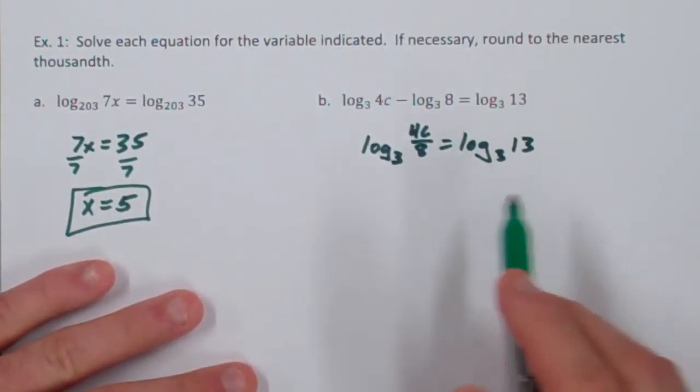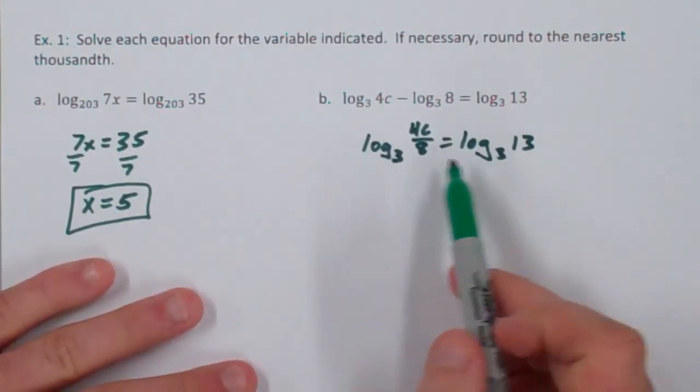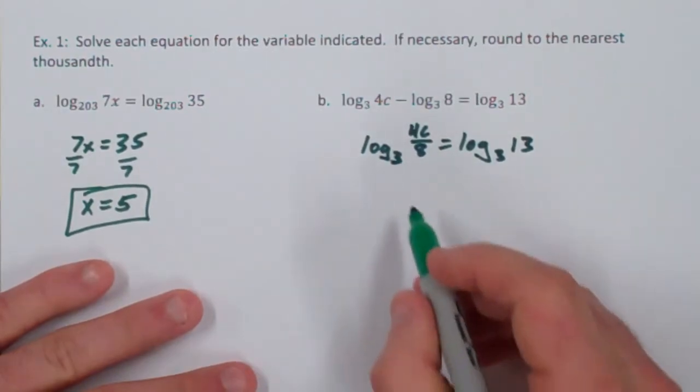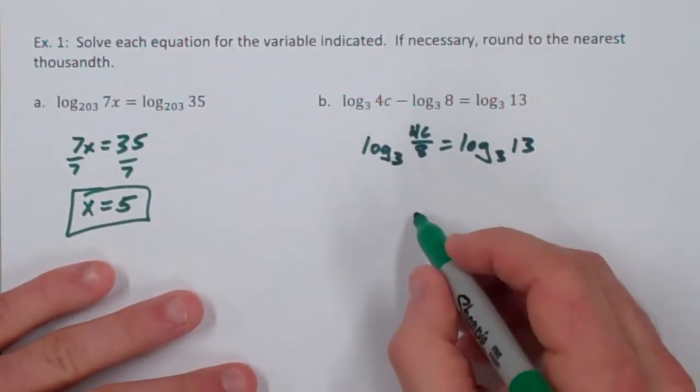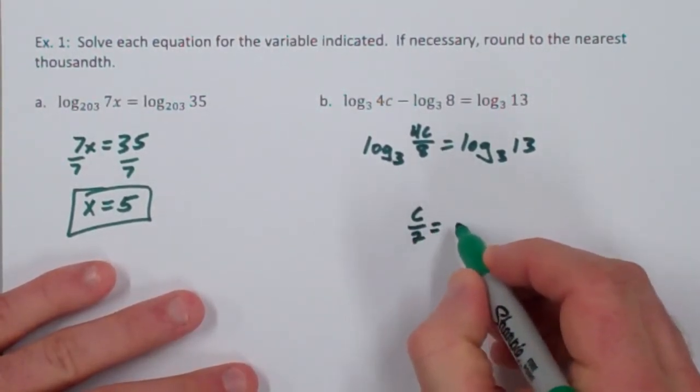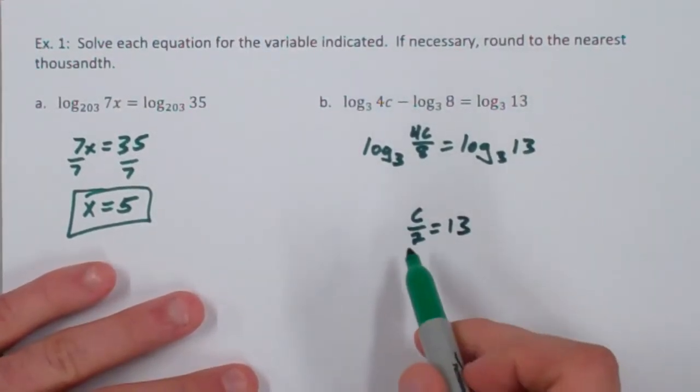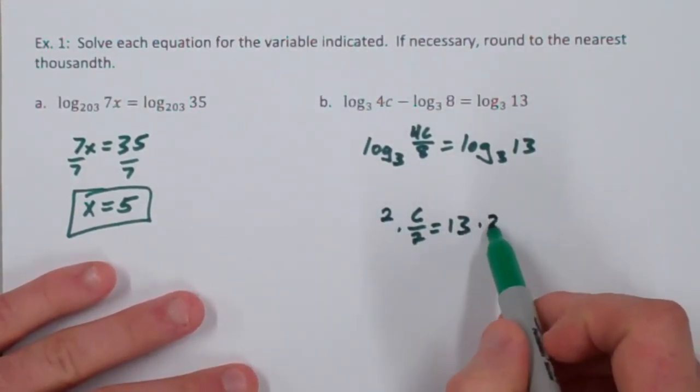13. We now have 1 log on each side. The base is the same, so we're allowed to state that 4c over 8, which is the same as c over 2, is equal to 13. Solve this equation, just multiply each side by 2.